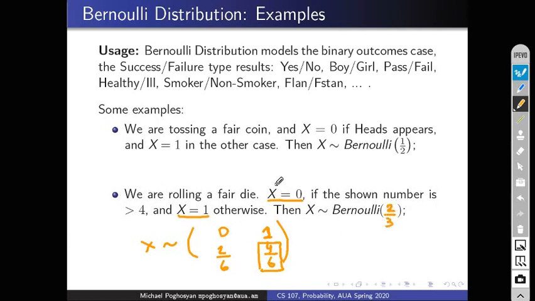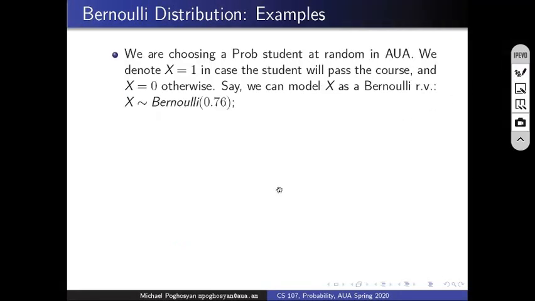So for this random variable in our experiment of rolling a die, the distribution of x will be Bernoulli 2 over 3. This is an indicator in some sense of whether the number shown will be at most 4 or not. If it is smaller or equal than 4, the value is 1. Otherwise, it is 0. So it is an indicator function. Okay, so let's move forward.